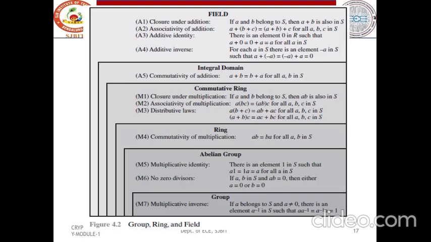The distributive law holds, that is, for all a, b, c in F, a times (b plus c) can be written as ab plus ac, and (a plus b) times c gives ac plus bc. This figure summarizes the axioms that define groups, rings and fields. Abelian group, the multiplicative, there is an element 1 in S such that we get, and similarly for additive.